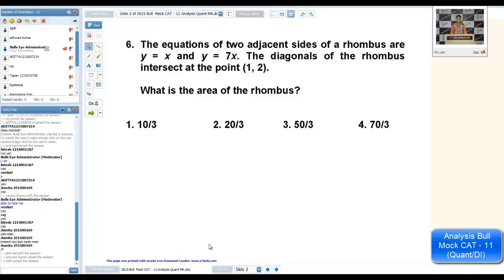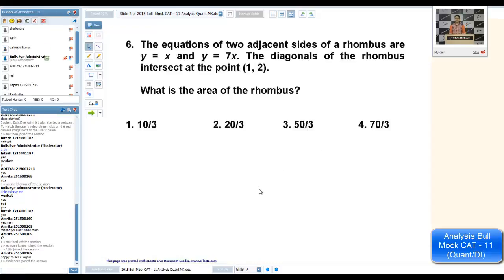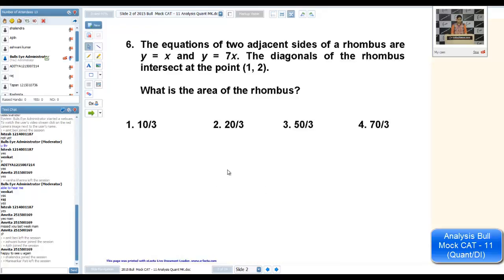Question number 6. A question based on coordinate geometry. You must have basic knowledge of coordinate geometry now. Since last year, in many slots, there were 3 to 4 coordinate geometry questions. Yes. Thank you, Amrita. Question number 6 once again. Should I bypass this question?